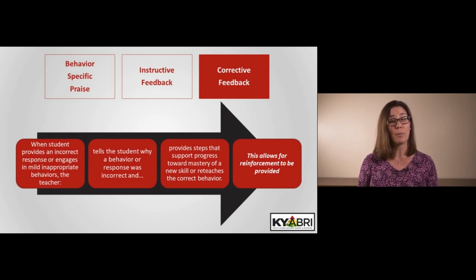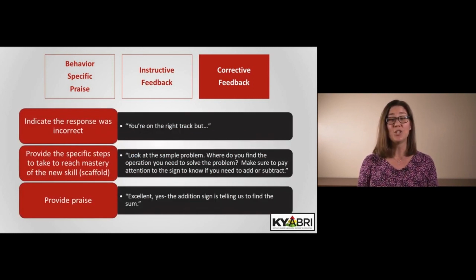This is different than a reprimand. A reprimand only acknowledges the error. It does not provide information on how to correct it. The steps a teacher must follow in order to provide corrective feedback are indicating that the response was incorrect, providing the steps needed to take in order to master the new skill, and providing praise following the corrective behavior.